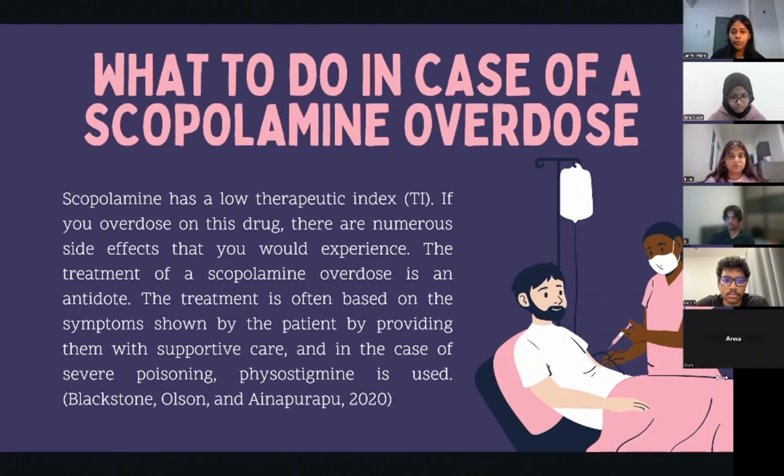In the case of an overdose due to scopolamine, the treatment is often based on the symptoms shown by the patient by providing them with supportive care. In case of severe poisoning, physostigmine is used. Physostigmine is widely regarded as the antidote to anticholinergic toxicity, which is basically the overdose on drugs that block acetylcholine receptors.